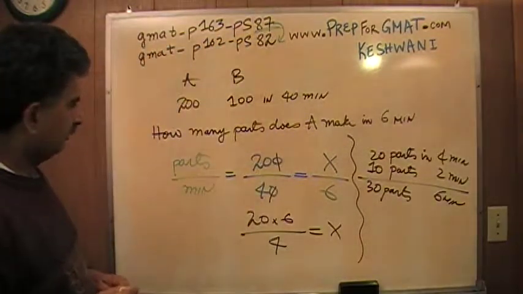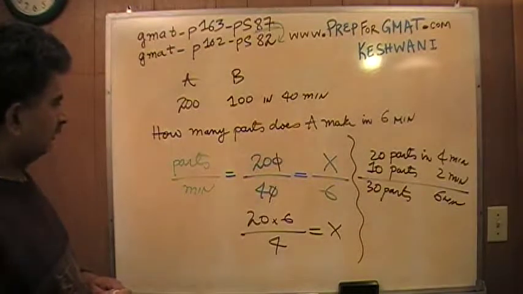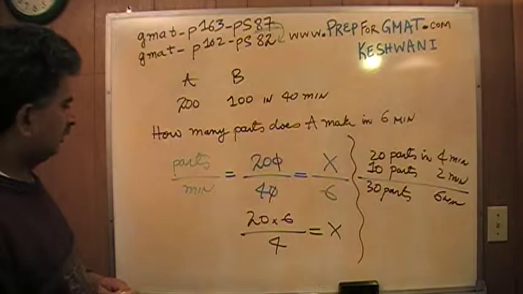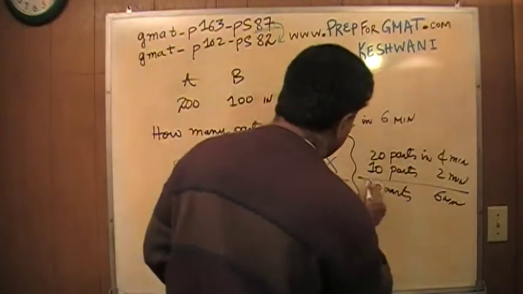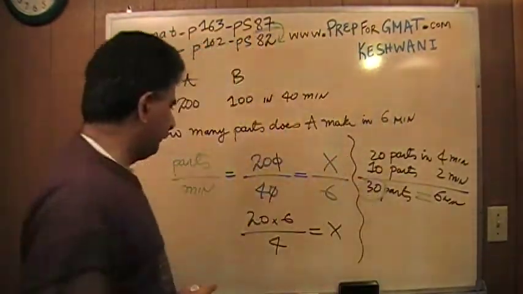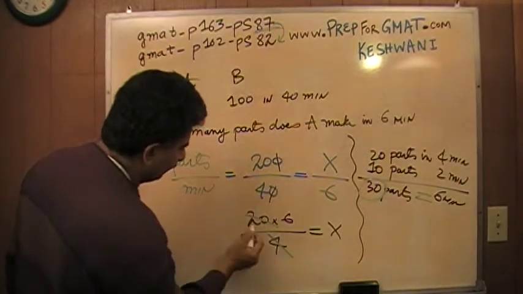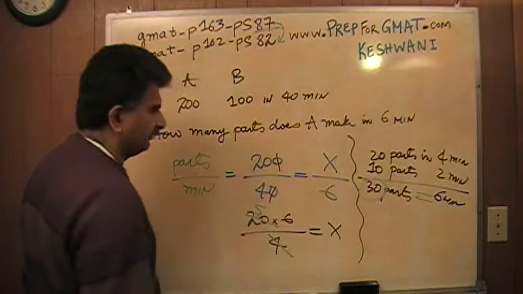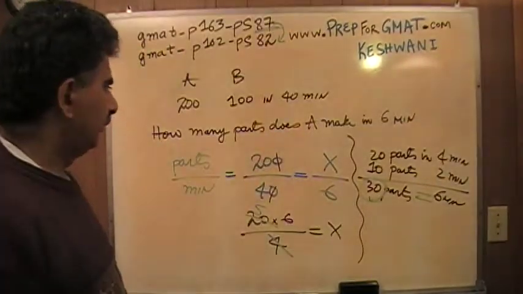20 times 6 over 4. You will see that we will get 30, because we know that in 6 minutes it makes 30 parts. Let's see how we get 30. Of course, we're going to get 30 because 20 is going to go into 4 5 times, and 5 times 6 is 30, as you can see right there. So the answer is 30. So you can do it both two ways.